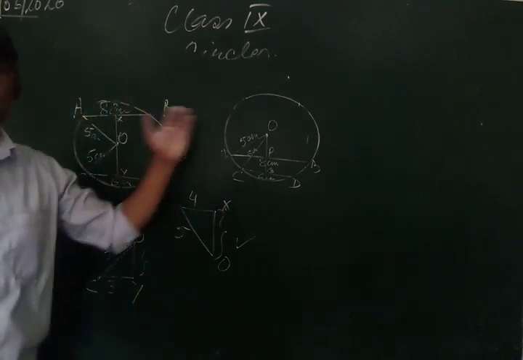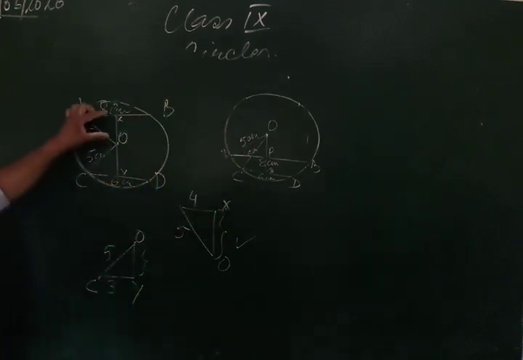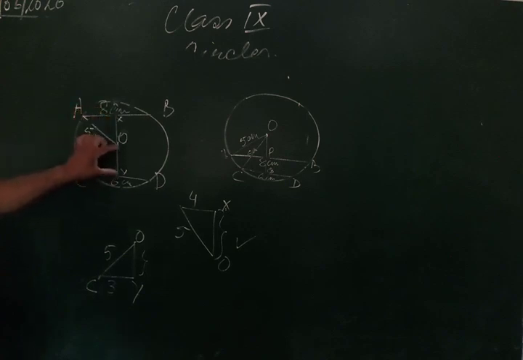The method of doing is the same. Use Pythagoras' theorem and find the distance, perpendicular here and perpendicular here. Add them up, we get the distance between the two chords.